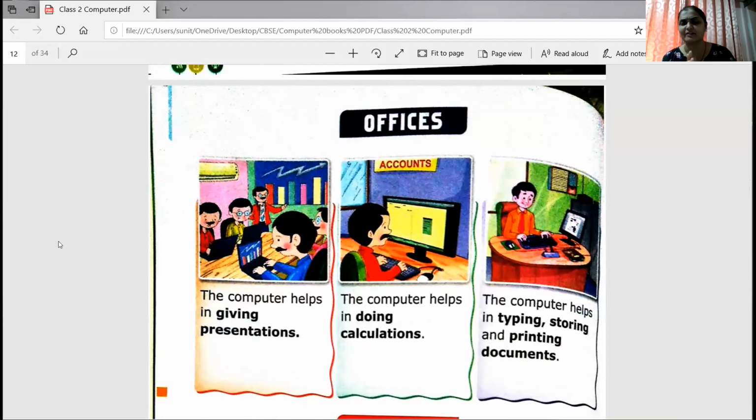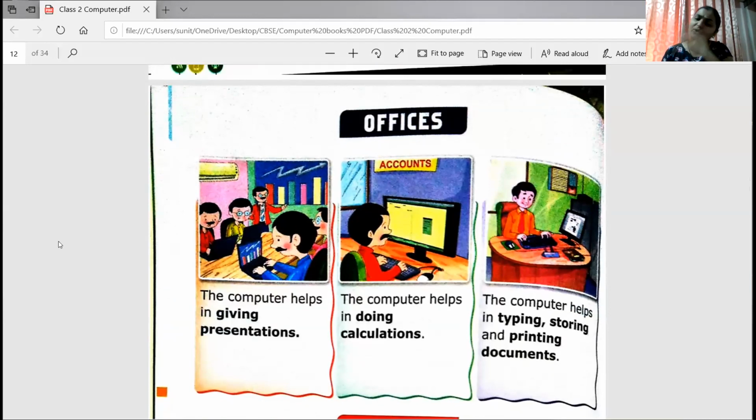Nowadays, maybe your father, mother is not actually going to the office. Maybe they are working from home, right? But previously, they used to go to the office and they used to have the computer, laptop. Nowadays also they are using computer, laptop, for work from home purposes. Also, they are using it.